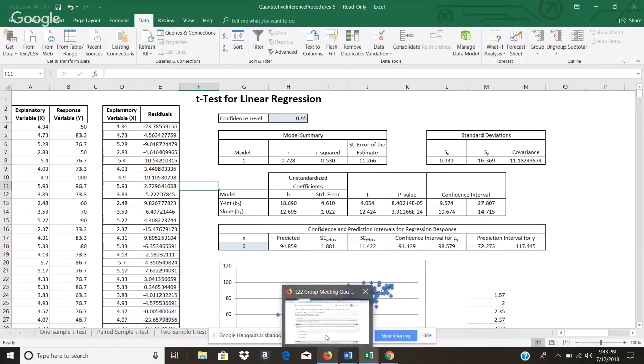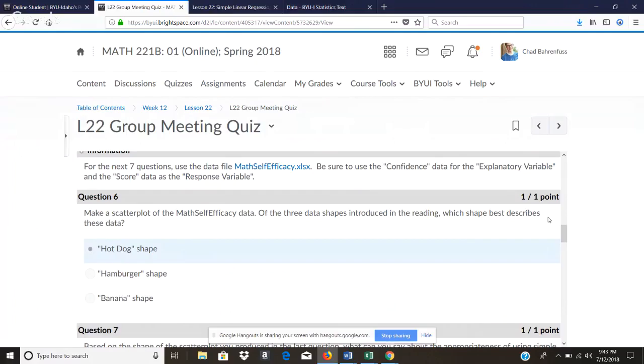You did it backwards. Can I see the quiz really quick? Definitely. How do you know? It says be sure to use the explanatory data, also telling you right there, and the score data as the response variable. So you need to do it like that.